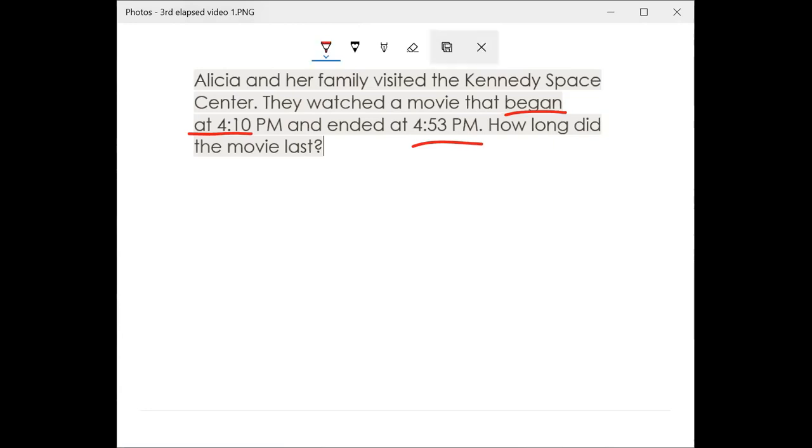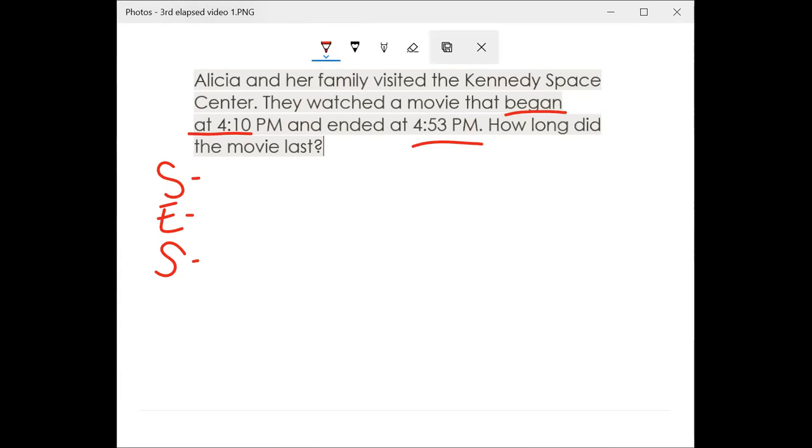So what I like to do is something called SES. I put that in the corner of my work when I'm solving an elapsed time problem, and that stands for start, elapsed, and stop. So when you're going through a problem, you can plug in what you know so that you know whether you're going forward in time, backward in time, or you're trying to figure out how much time has elapsed or passed between the start and stop.